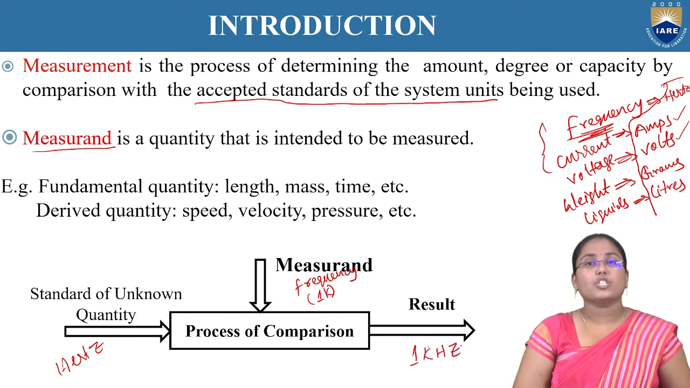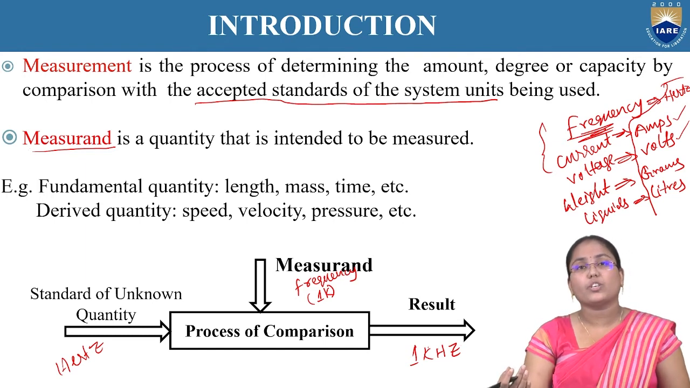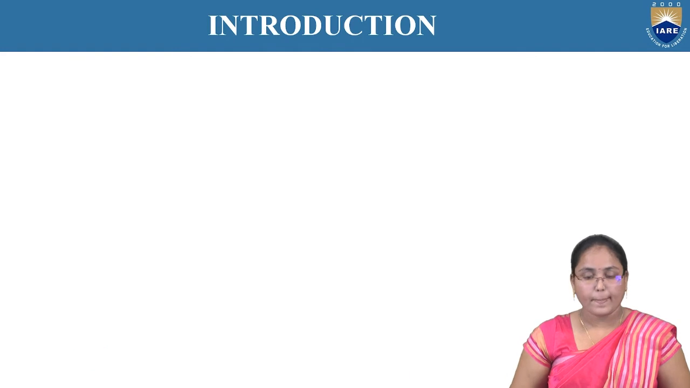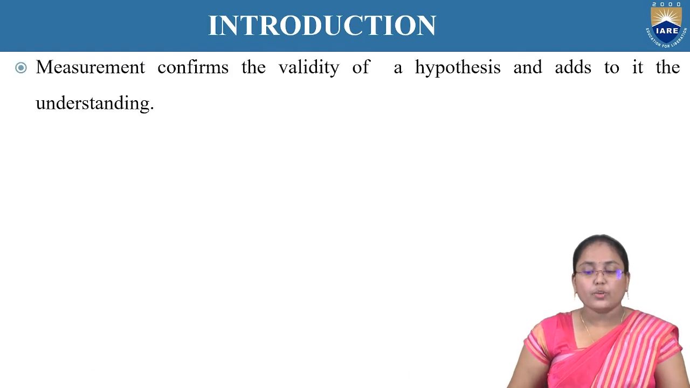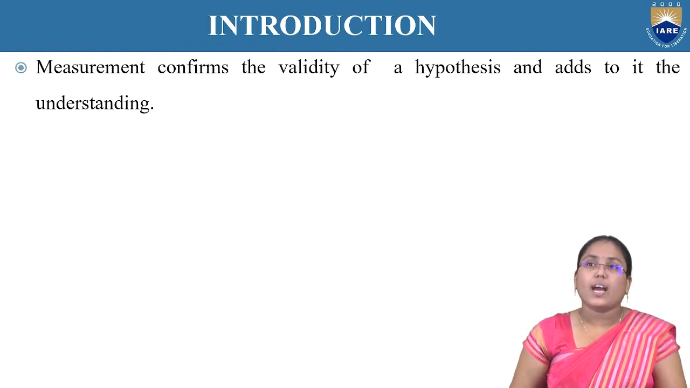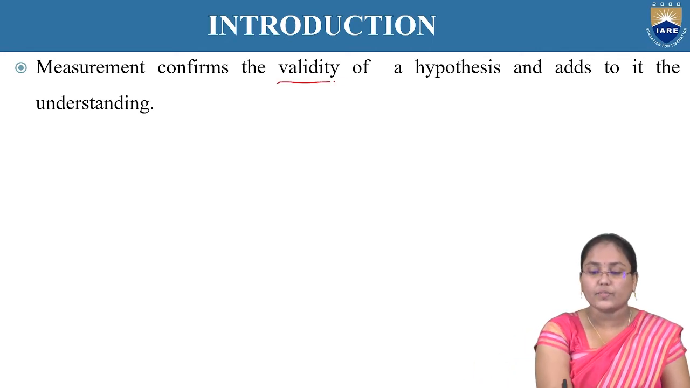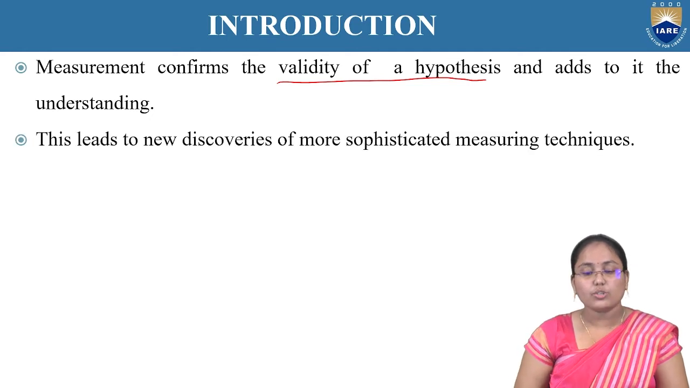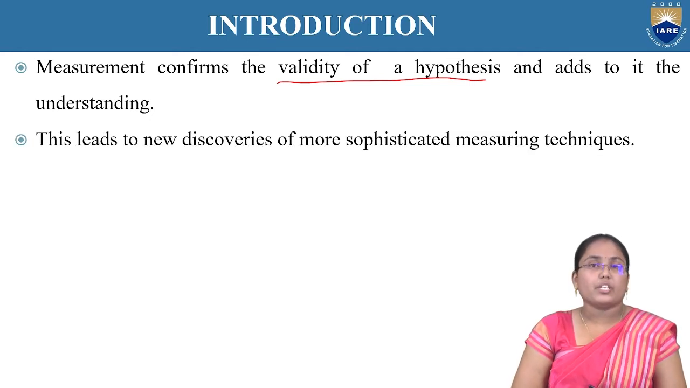So like this, the measurement process will be done with respect to the standard of unknown quantity. Measurement confirms the validity of a hypothesis and adds it to the understanding. Basically, for validation of the hypothesis, we can use the measurement of it. So this leads to new discoveries of more sophisticated measuring techniques.